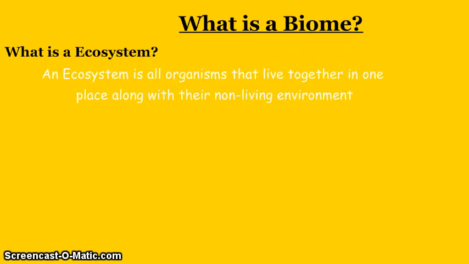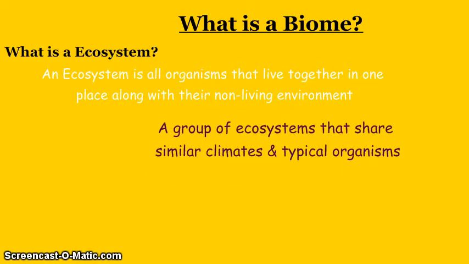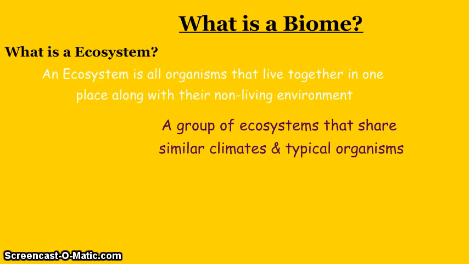So how is that different than what a biome is? A biome is a group of ecosystems that share similar climates, so similar abiotic factors, and typical organisms. So they're going to share organisms, they're going to share climates, and we're going to say they're all grouped together. That means there are some differences between ecosystems, but they all are living in the same basic area.